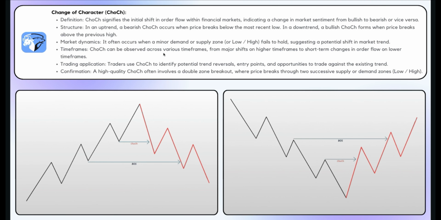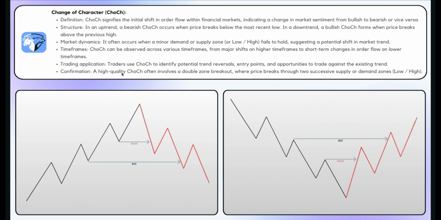Changes of character can be observed across various time frames, or really any time frame, from major shifts on higher time frames to short-term changes in order flow on lower time frames. Now, trading application: traders use change of character to identify potential trend reversals, entry points, and opportunities to trade against the existing trend. But please don't do this unless you're advanced or actually know what you're doing. It's better to just change with the trend, especially if you're a beginner.